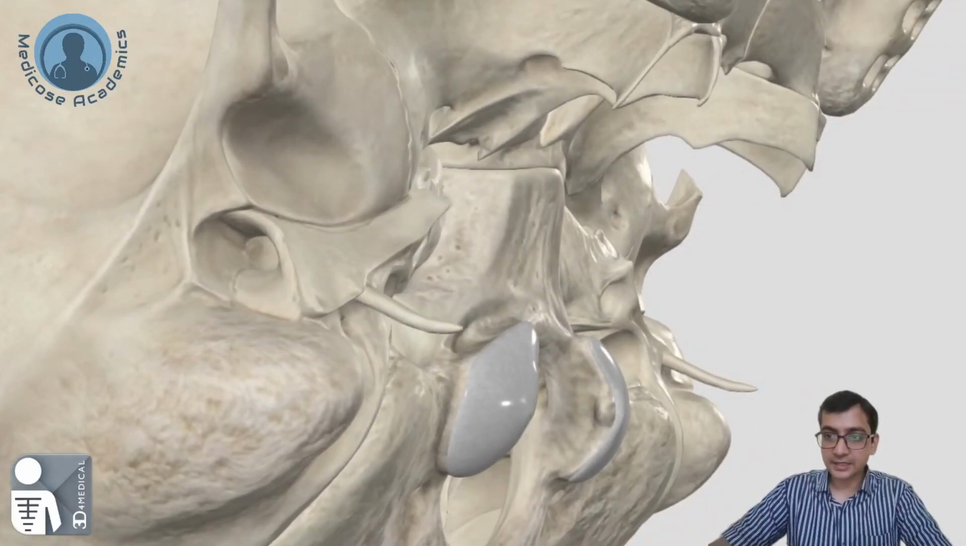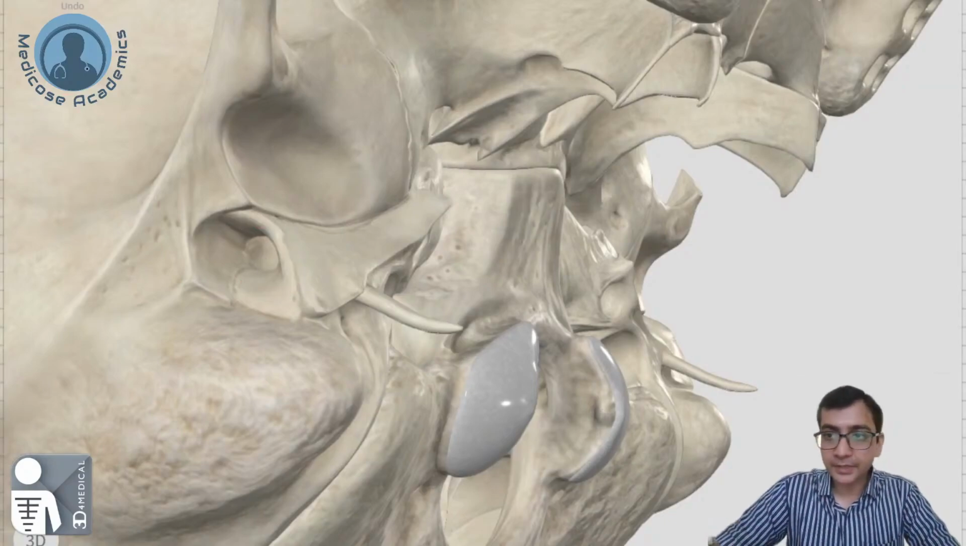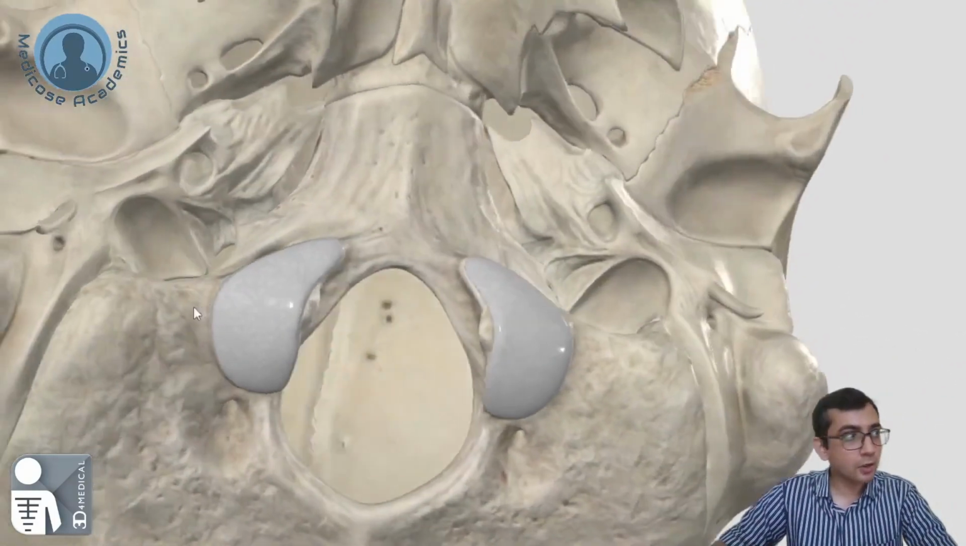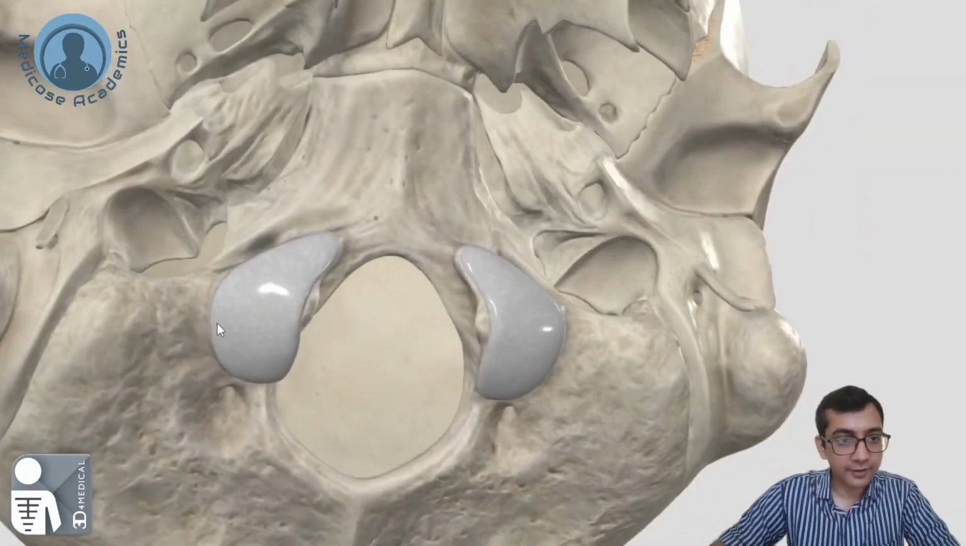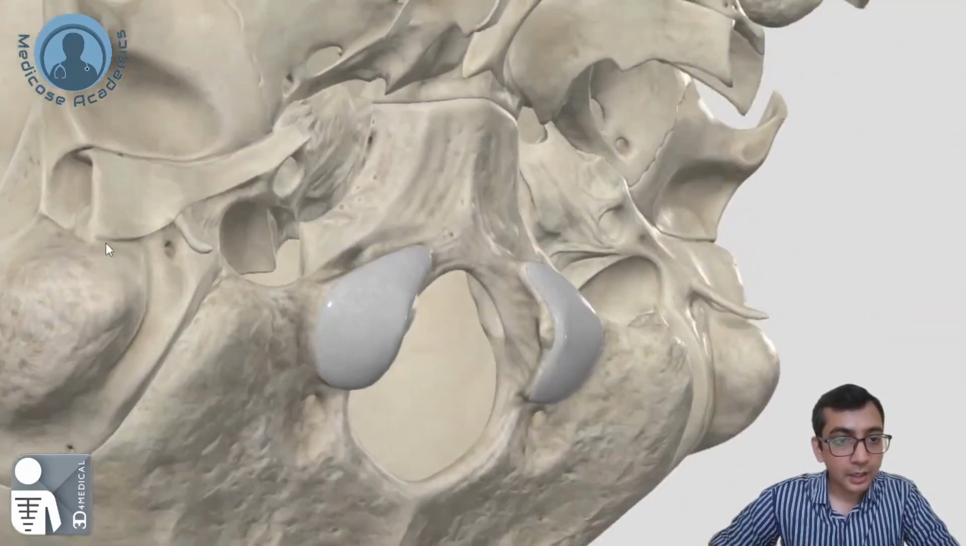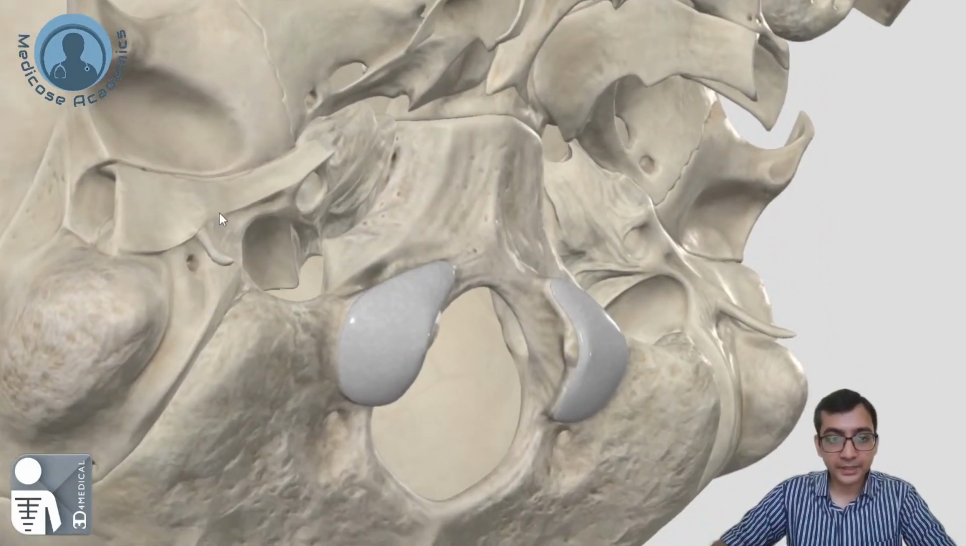So this is the tympanic plate. You can see the tympanic plate right here. So what else can you see? You can mention in the comments what else you can see. If I'm missing anything, do ask and do correct me. This is the mandibular fossa, and the tympanic plate.